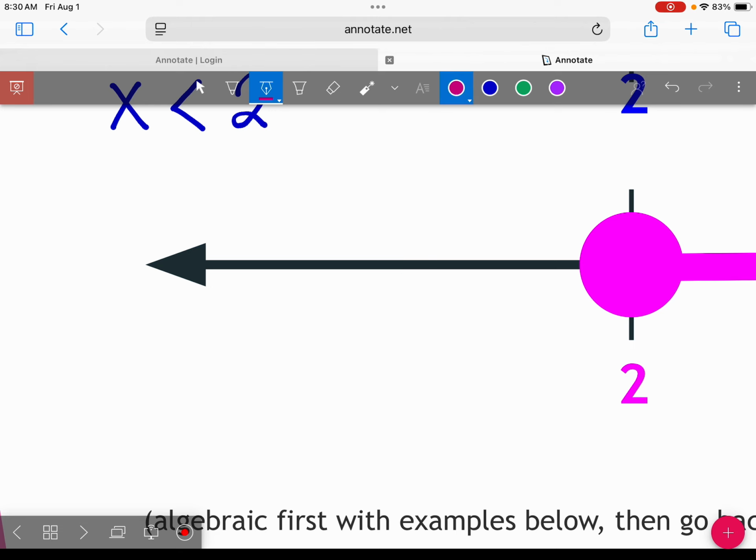On this pink one, our arrows point in the other direction. So whatever this value is, our x would need to be bigger than 2. Greater than or equal to, because it's closed in. So closed circles get the equal to, open circles do not. And as far as the less than, greater than part of it, think about the crocodile.